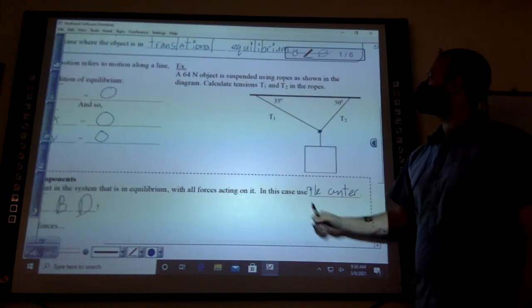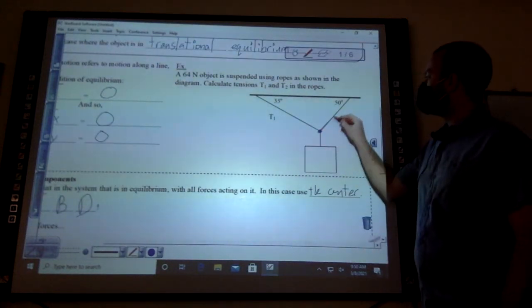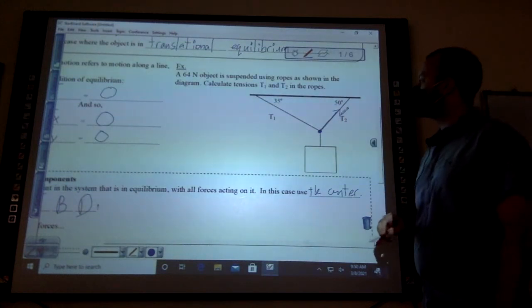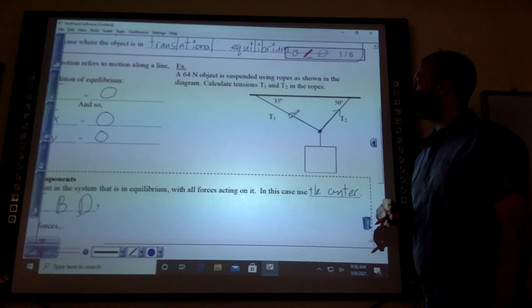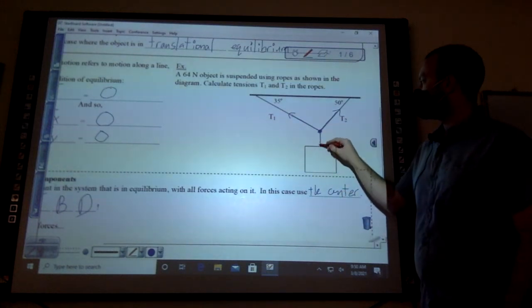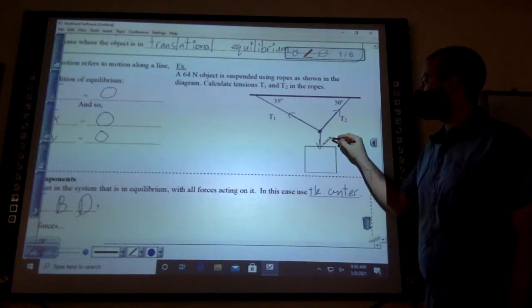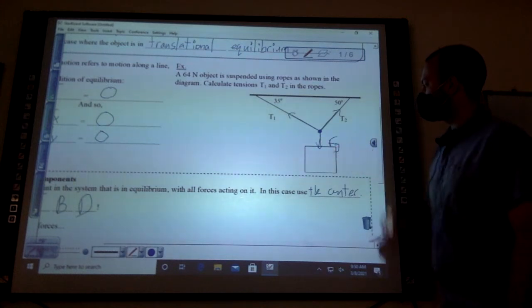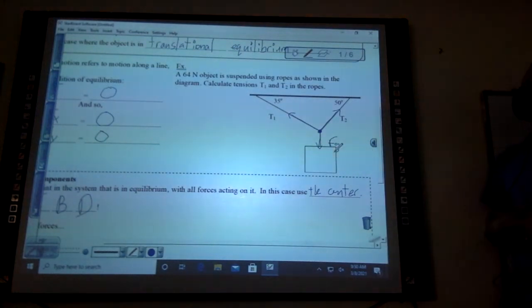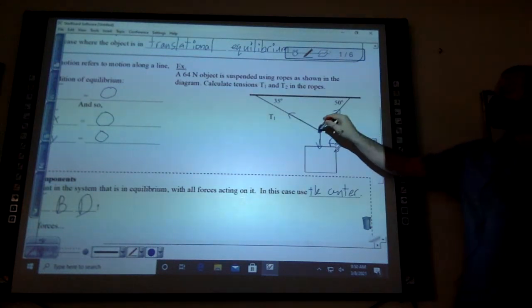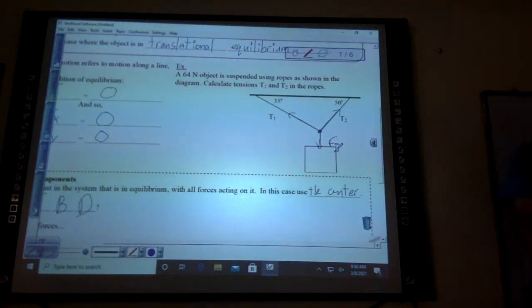So let's draw this. We've got tension 2 is going up like this. We've got tension 1 is going like this. And we've got FG going down like this. Again, we're looking at what are all the forces acting on this single pivot point, because that is where all the forces are acting.